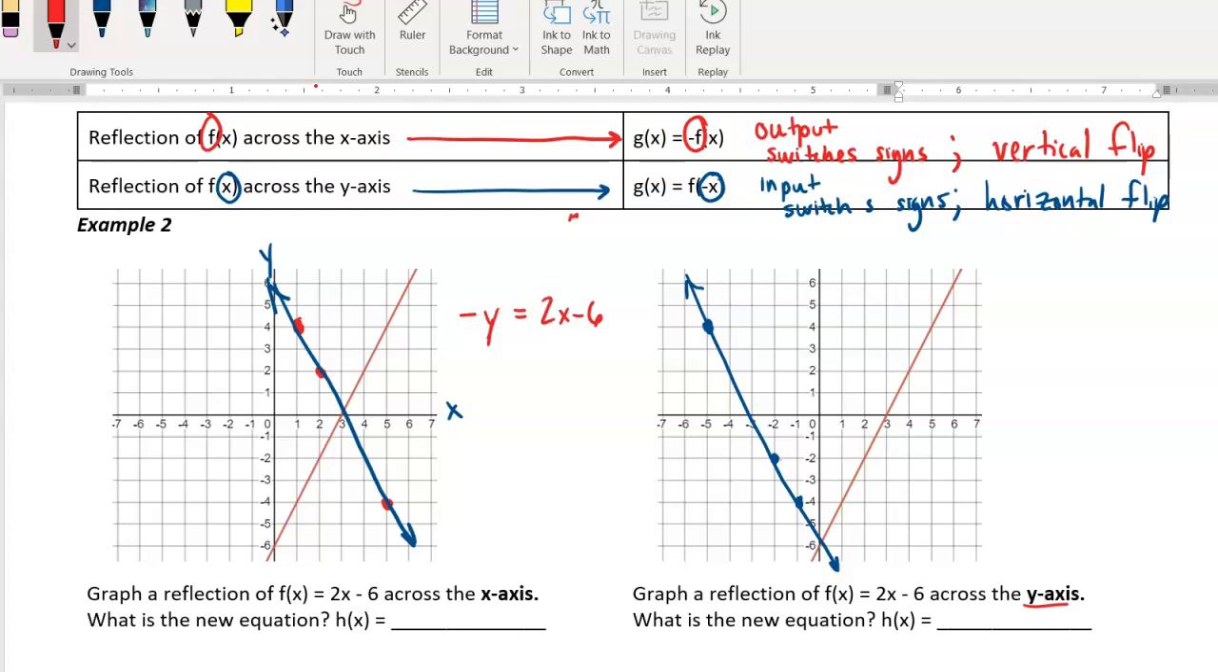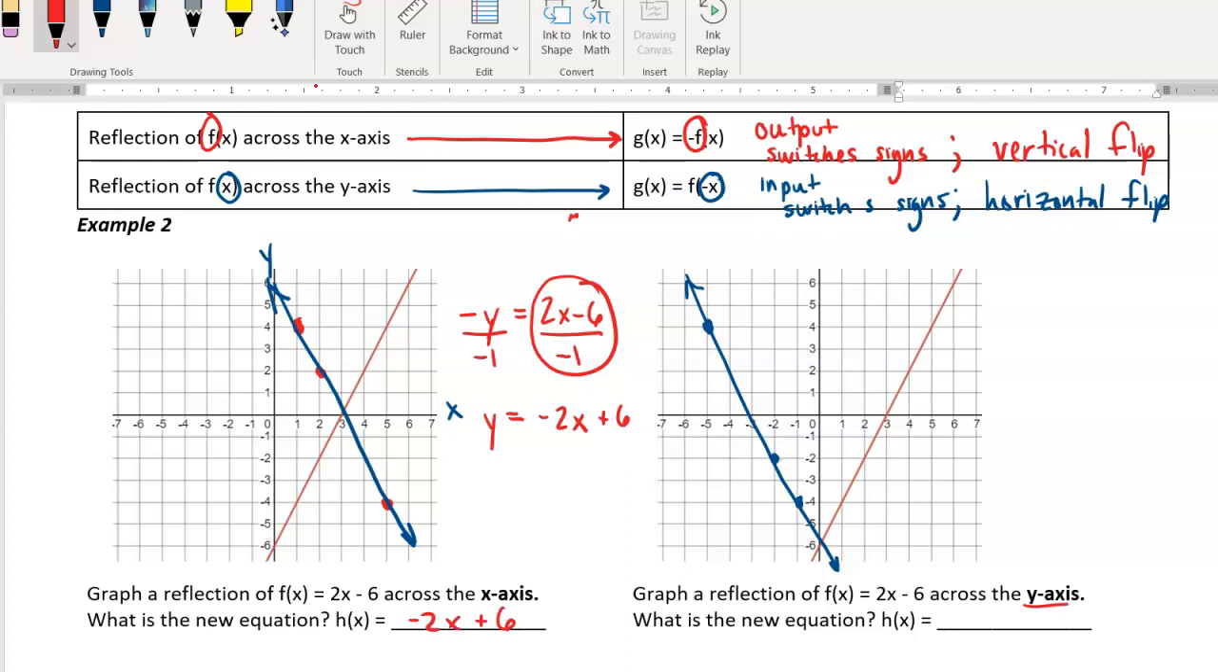So 2x minus 6 is the original function. I want to get rid of this negative that's in front of the y. So what I'm going to do is divide both sides by negative 1. That will make that y positive. And when we divide all of this by negative 1, 2 divided by negative 1 would be negative 2x. Negative 6 divided by negative 1 would make that a positive 6. So the equation would be negative 2x plus 6.